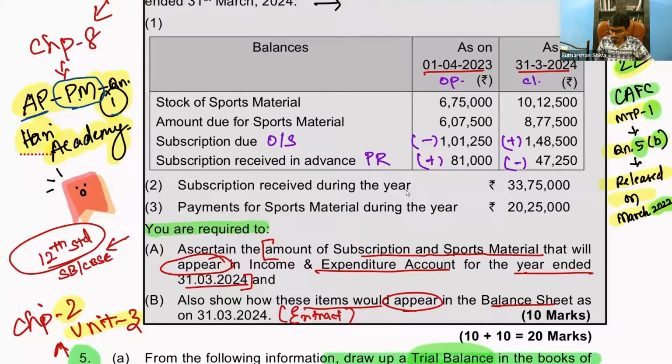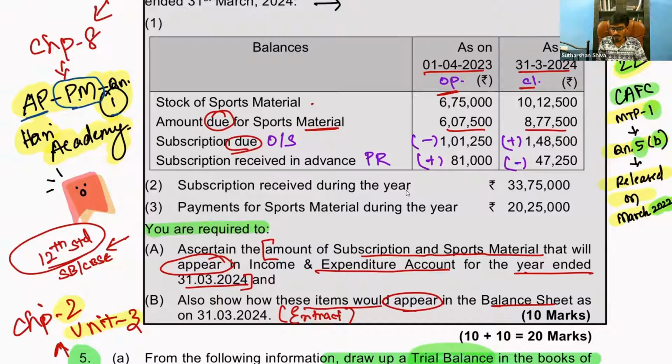They have given that information: opening and closing stock of material, opening amount due for sports material, that is 6,07,500 and 8,77,500. Subscription due is something you are yet to receive. Subscription is an income, receipt in nature. You are yet to receive it, that is your outstanding.